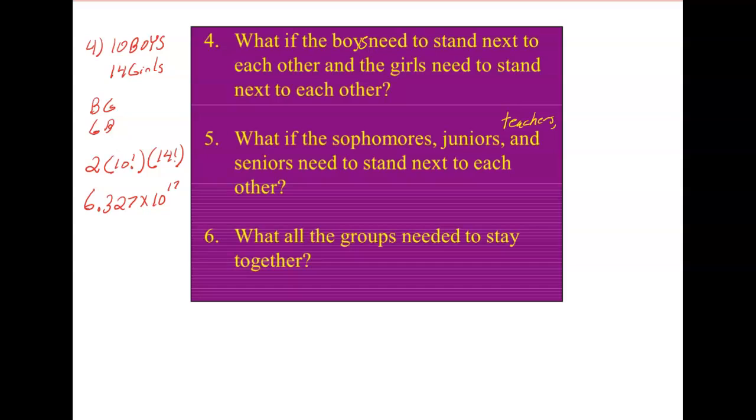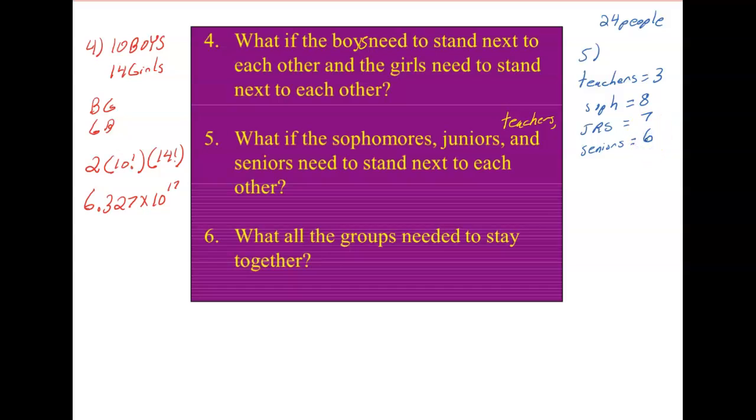I have modified it a little bit because I started out with teachers also being in the room. So what if the sophomores, juniors, teachers, and seniors needed to stand next to each other? So for problem number 5, let's assume that there are 3 teachers, myself, Miss Gilbert, and Mrs. Sankin. For sophomores, let's assume that there are 8. For juniors, let's assume that there are 7. And since we're going to continue this from the previous problem, that there are 24 people in the room. Right now we're at 18 people, so that means there are 6 seniors.